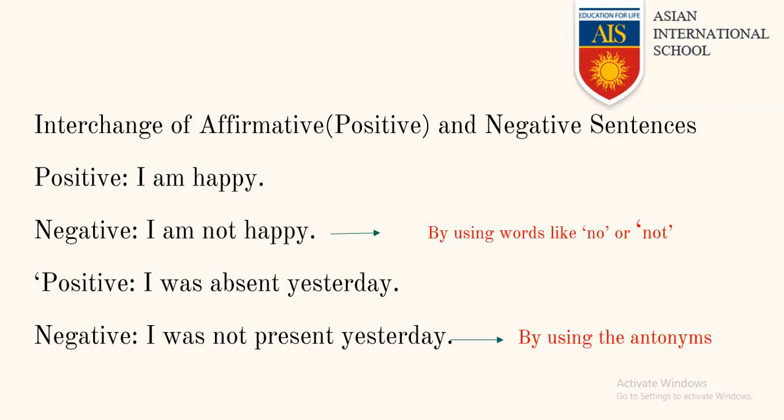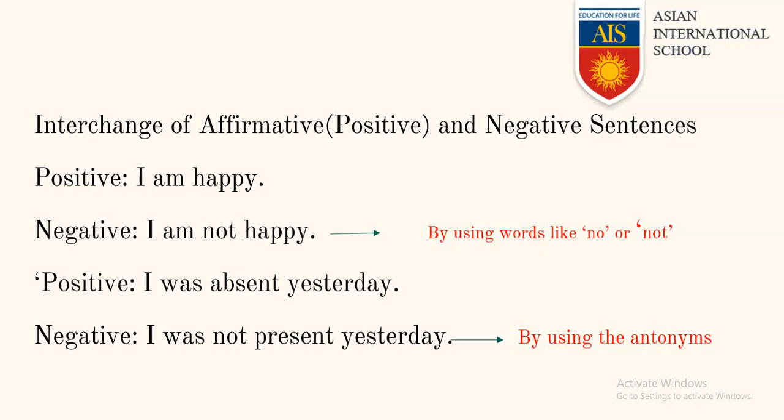As you can see in the first example, the sentence is "I am happy." When we are changing it into a negative sentence, we are simply adding the word not in it: "I am not happy." In this way, this sentence is becoming negative. In the same way, if we are asked to change a negative sentence to a positive sentence, we shall have to eliminate the word not.